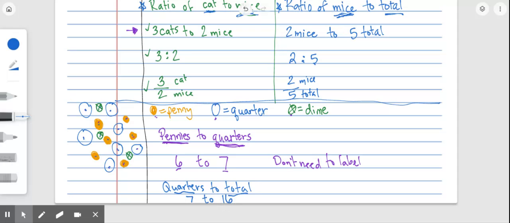So again, just like the last one, I don't need to label because the quarters is the first number and the total is the second number. I already wrote it in the original thing that asked me how to write the ratio. Okay. So when you write a ratio, you just write those two numbers that compare to each other, okay, in order. All right, I'm going to start a new page, and we're going to talk about the numeric quantity.